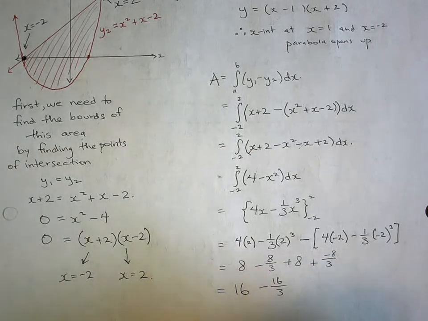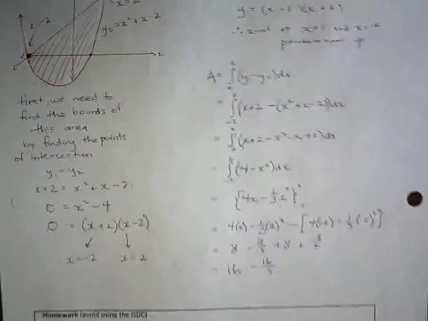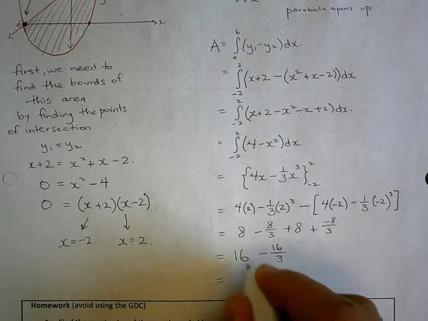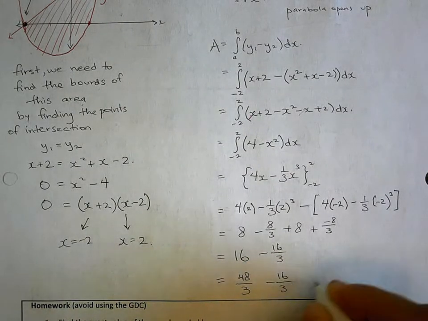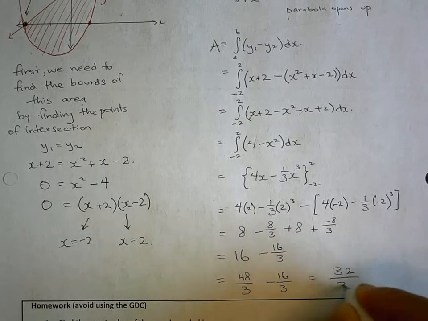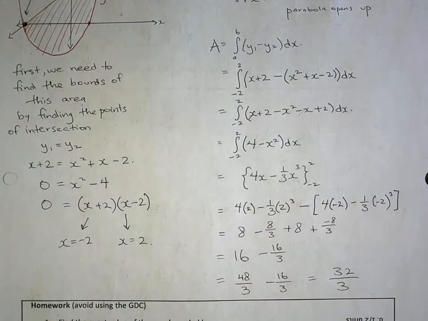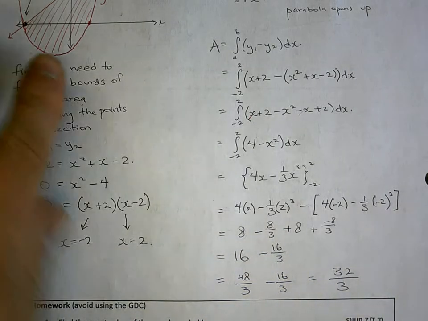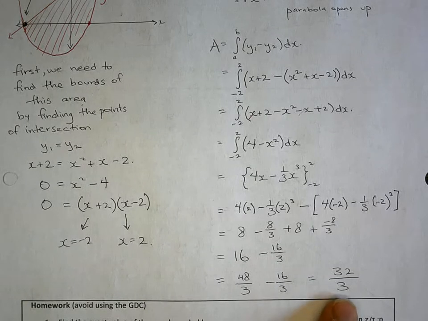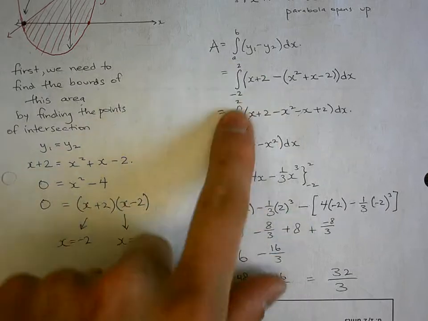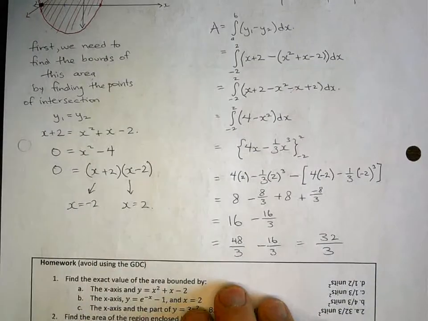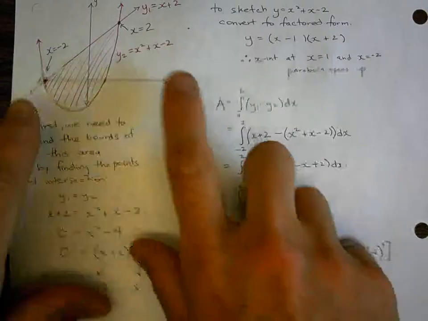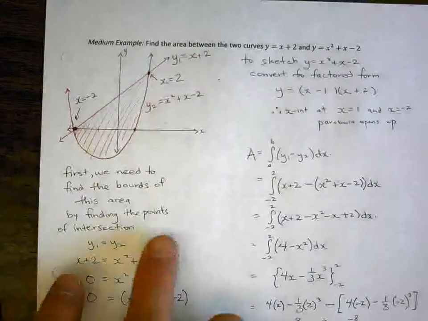It always ends up being these annoying fractions you have to solve. To get this common denominator, you have 48 over 3 minus 16 over 3. That gives you 32 over 3. So once again, the bounded area is a number, and it's always positive. And we did it by setting up the integral and then performing our fundamental theorem of calculus. This question is harder though, because to find the bounds I had to do some intersection work.